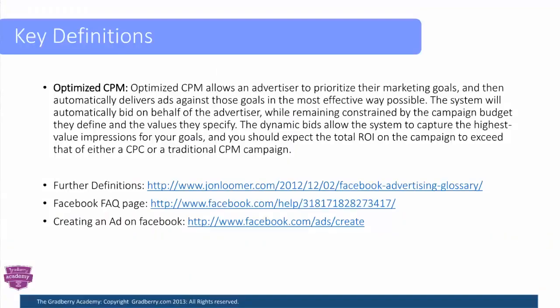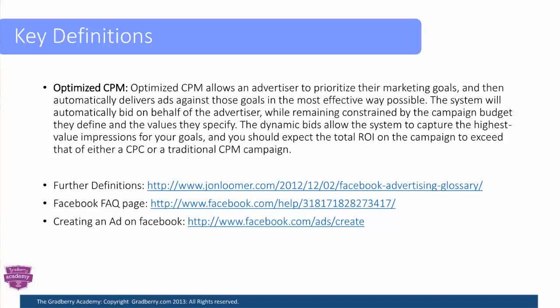So back to the Prezi, optimized CPM, which is the default setting on Facebook for adverts, allows an advertiser to prioritize their marketing goals and then automatically delivers ads against those goals in the most effective way possible. Now, the system will automatically bid on behalf of the advertiser while remaining constrained by the campaign budget they define and the values they specify. So the dynamic bids allow the system to capture the highest value impressions for your goals, and you should expect the total ROI on the campaign to exceed that of either a CPC or a traditional CPM campaign. Now, this is what Facebook defines as optimized CPM.